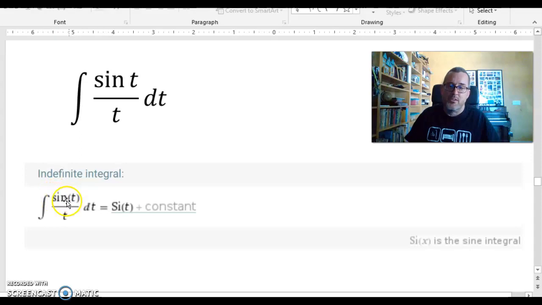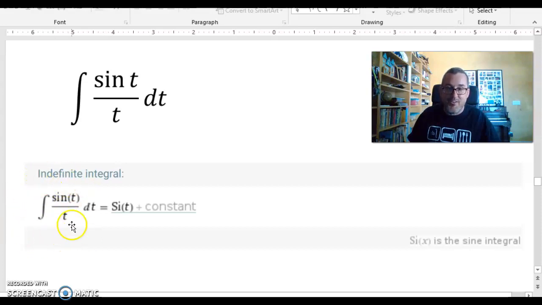Well, you see, the integral of sine t over t dt is Si of t. What? Si of x is the sine integral. What is all that about? Well, here's the reality. There is no elementary function, as we say. There is no construction process you could engage in, no technique that you could engage in to produce an elementary function whose derivative is sine t over t.